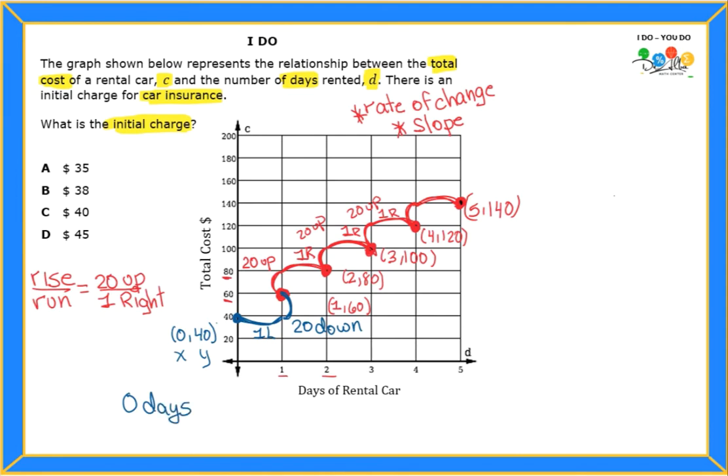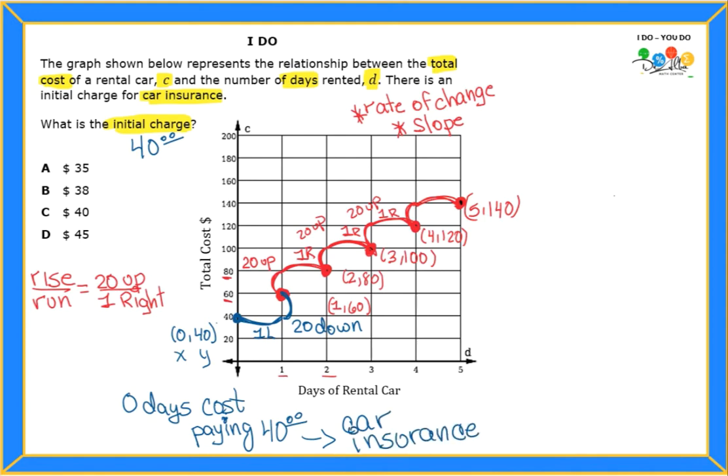Is that right? And the cost, or the money that you're still paying, how much are you still paying for that? We're still paying $40. Why is it that even though I haven't gone any days, I'm already thinking about paying $40? Well, there was such a thing of a car insurance, which is that initial charge. So it looks to me that $40 is going to be how much money you're going to pay for car insurance. Very good.